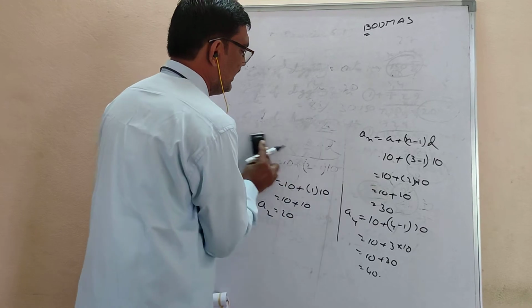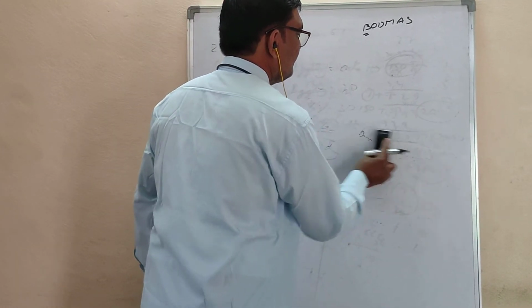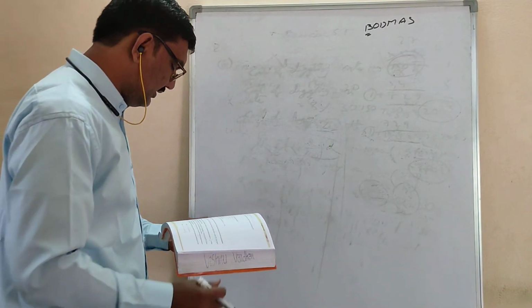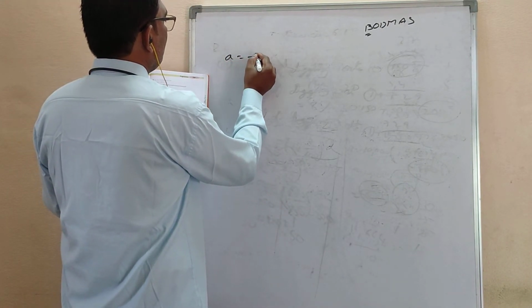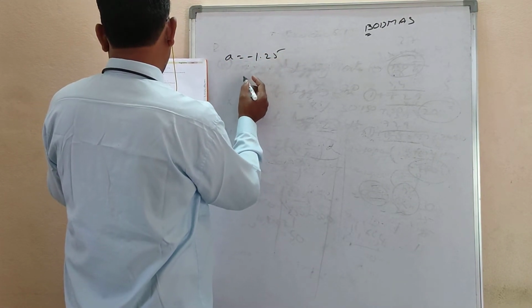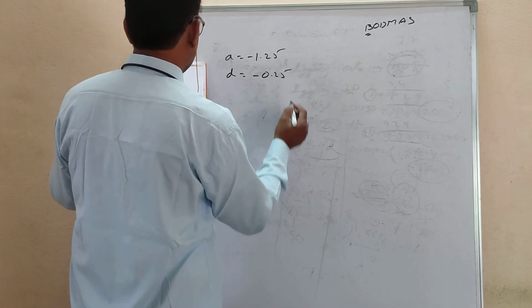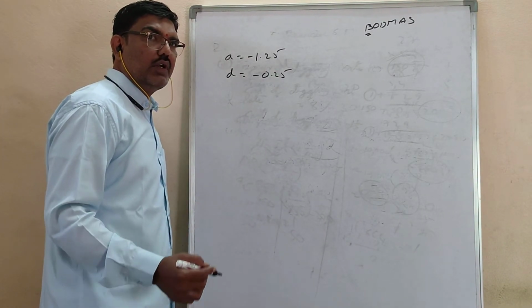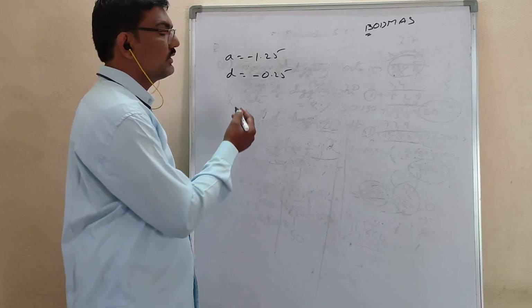Now we will go with the next problem. What is the next problem? Say it once. The next problem is a decimals one. A is equal to minus 1.25. D is equal to minus 0.25. A given, D given. What you have to do is find the first four terms.